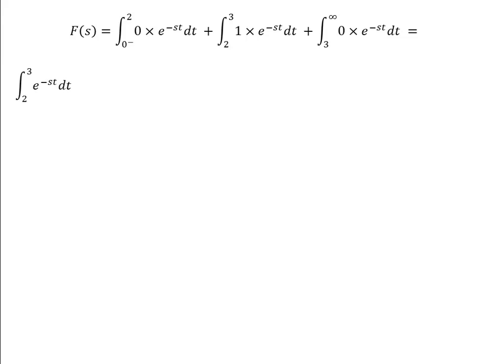So the integration of e^(-st) dt when t is varying from 2 to 3 will be minus 1 over s e^(-st). Substituting the initial and final values, we will have F(s) equal to 1 over s (e^(-2s) - e^(-3s)).